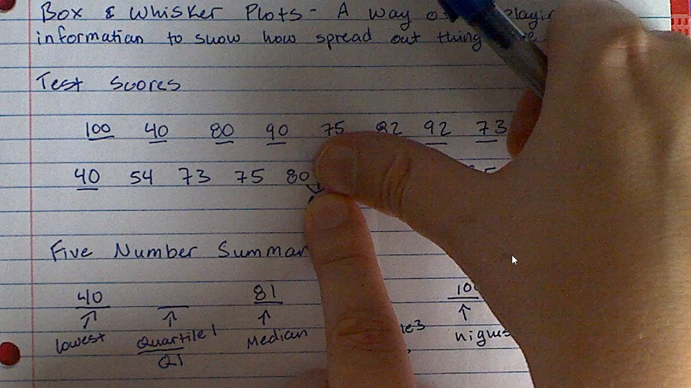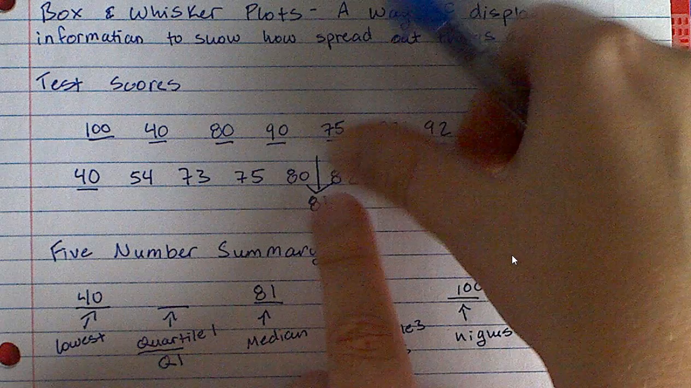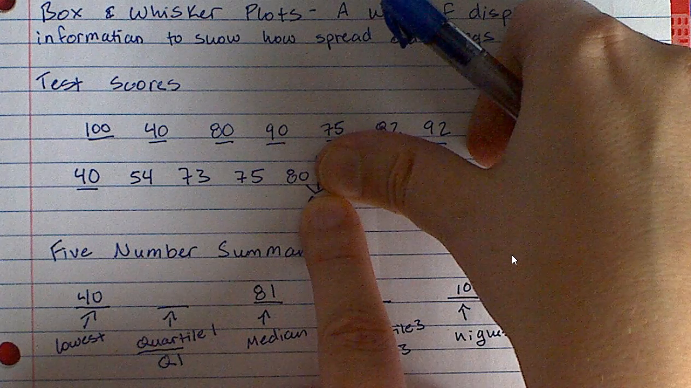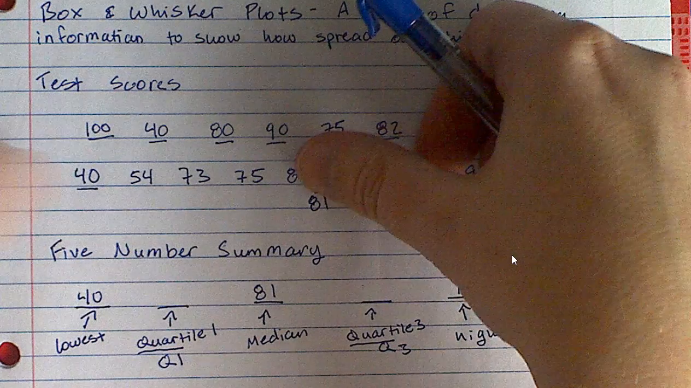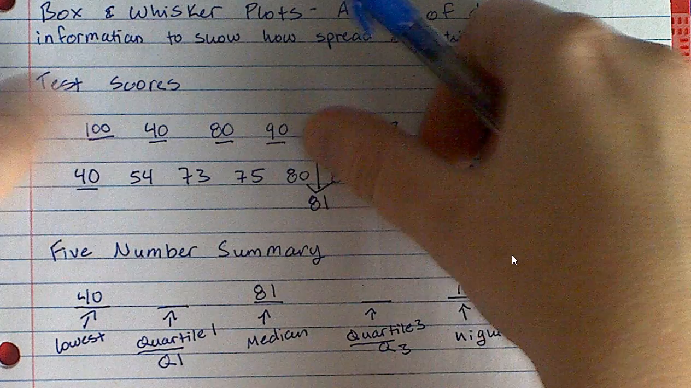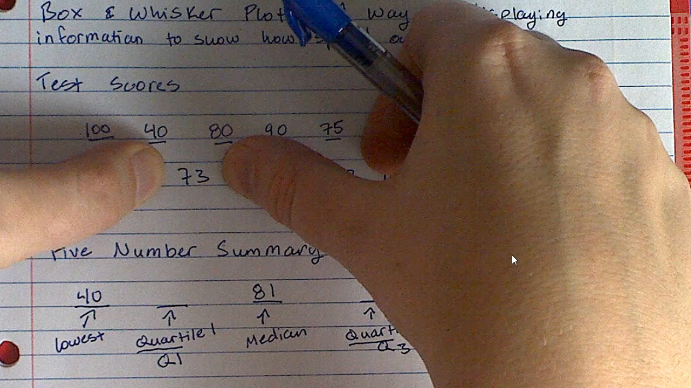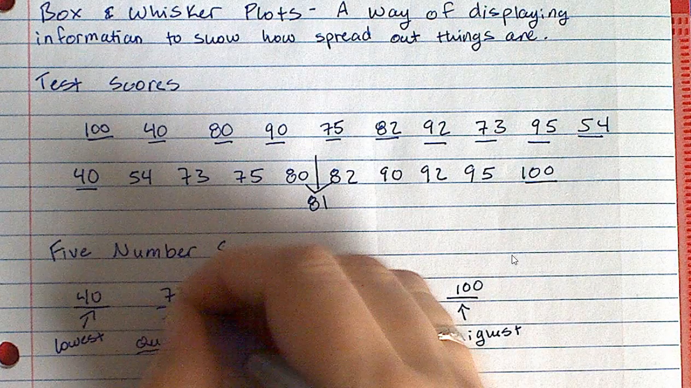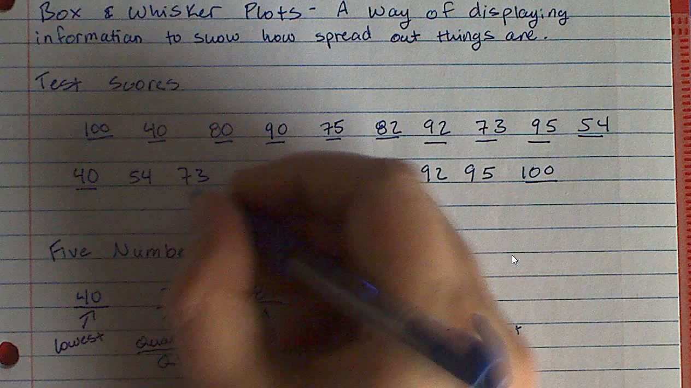Kinda, sorta. So if I cut off the entire first half of the data, and I'm not including 81 because 81 wasn't really a number that was part of this, now I'm going to find the median of that first half. So to find the median of the first half, I'm going to knock off those two, knock off these two, and then what number is in the middle? So 73 is the first quarter of the data, or quartile 1. Kinda, sorta.